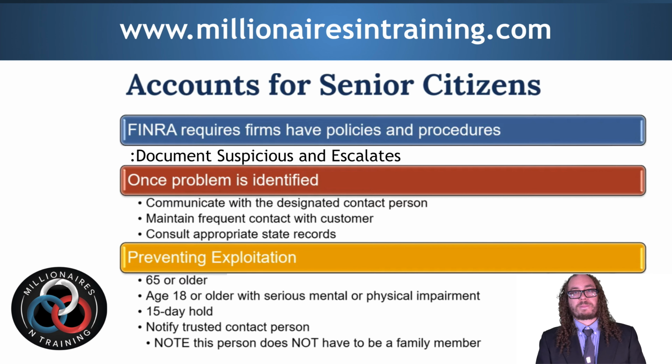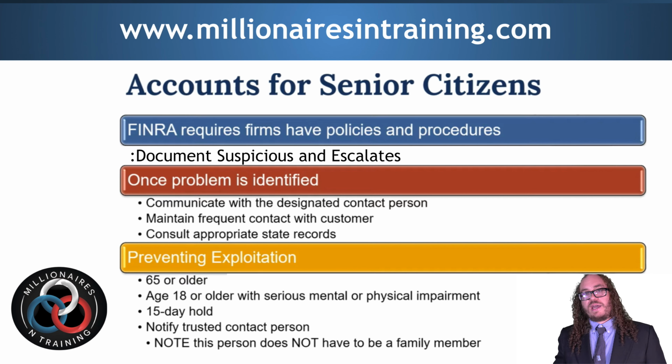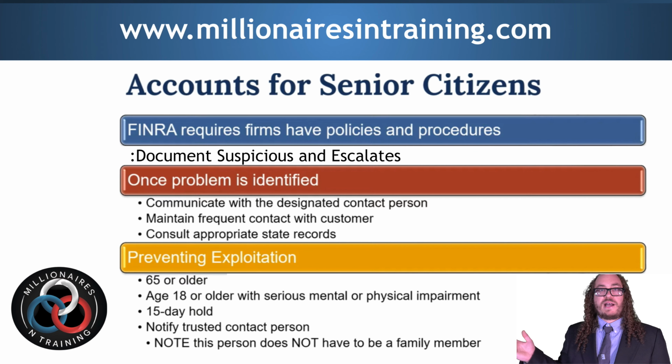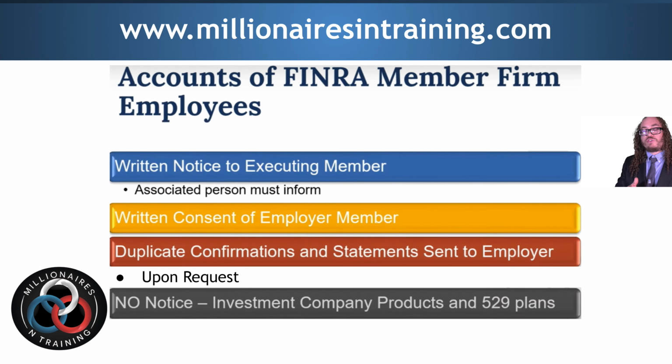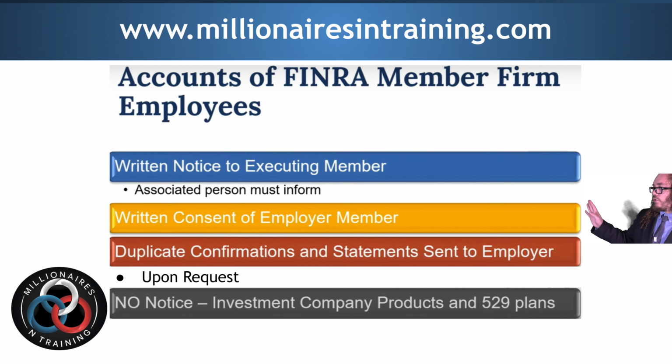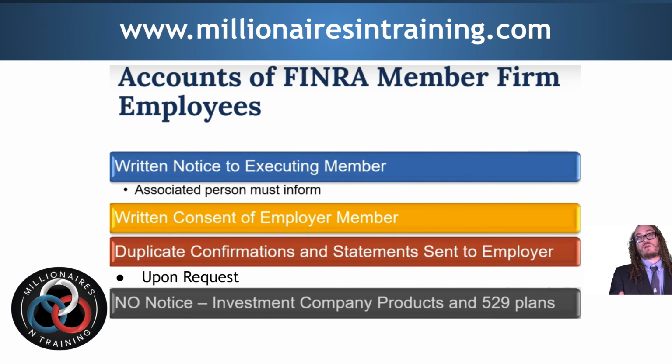If we want to open an account at another broker-dealer as an employee of a member firm, we have to get written notice to our executing member. So we have to tell our broker-dealer that we are opening an account at another firm, and they have to give written permission in order to do so. Our employer has to give written consent for the account to be opened at another firm.